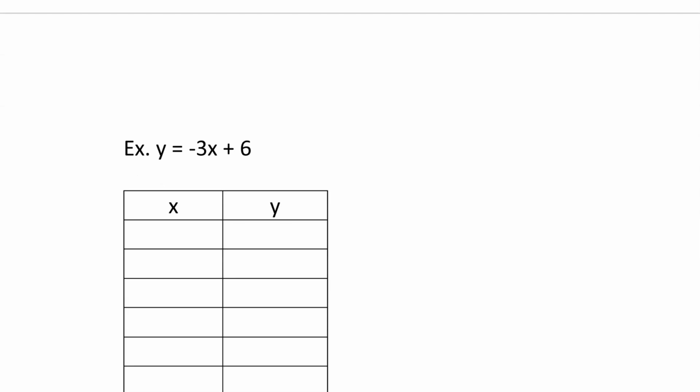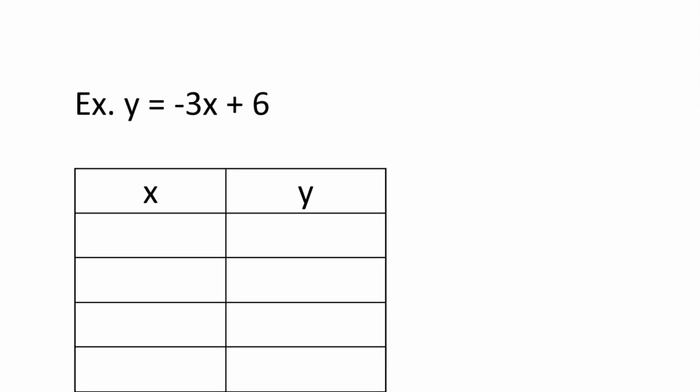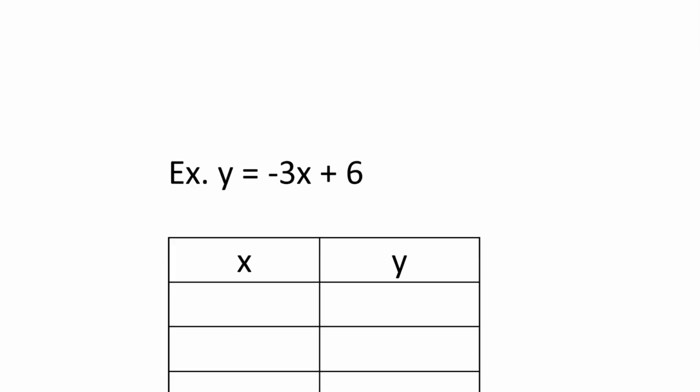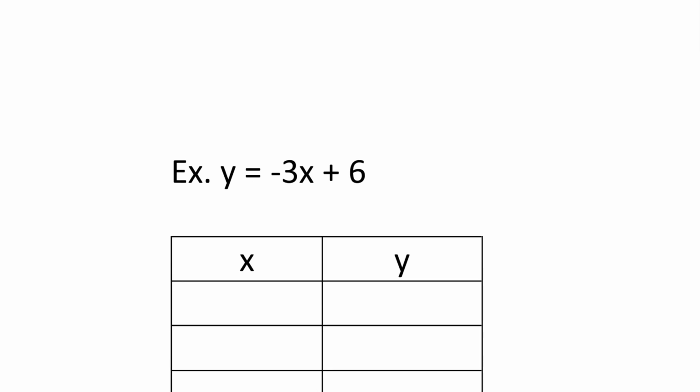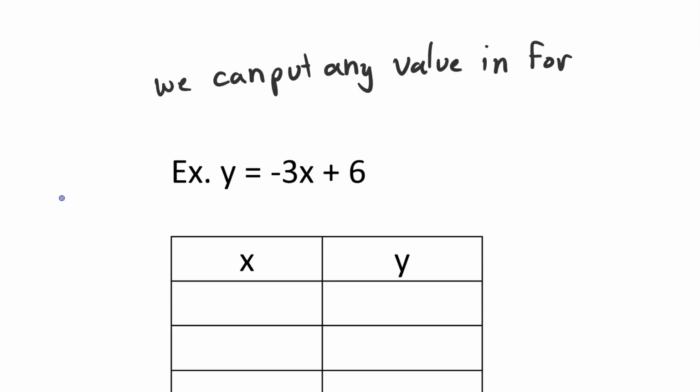Now we'll be sliding to the next. You're going to have to flip over your page. And we're going to be looking at the example of y equals negative 3x plus 6. Now, a good thing to note here is we can put any value we want in for x. So we can change our x value to anything that we want.